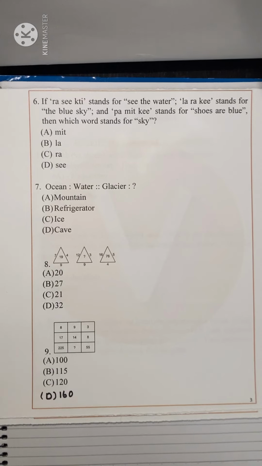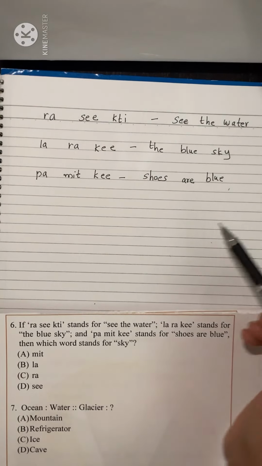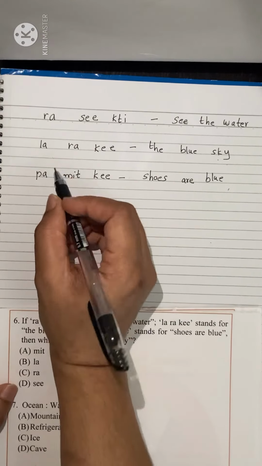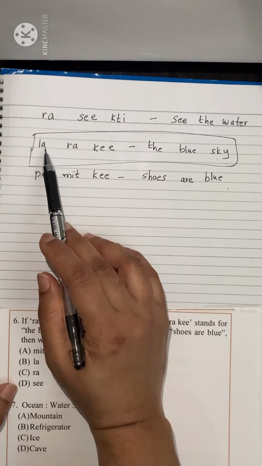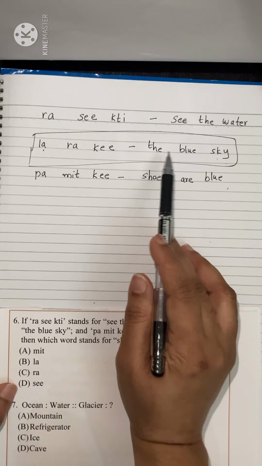Next, number 6. If Ra Ci T stands for see the water, La Ra Ki stands for the blue sky, and Pa Mit Ki stands for shoes are blue, then which word stands for sky? Let's see how to crack this. Here we have to find which word stands for sky. Sky is only in the second one, so let us take this. We don't know whether La stands for the, blue or sky. It can be any word.